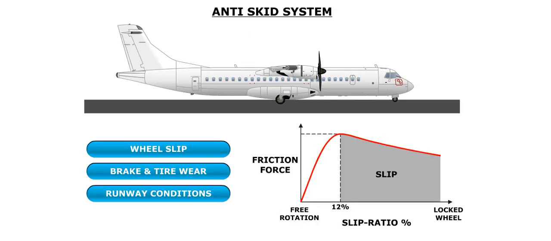The anti-skid system provides maximum stopping performance based on wheel slip, brake and tire wear, and runway conditions. In addition to the anti-skid function, the system also provides touchdown protection and locked wheel protection.